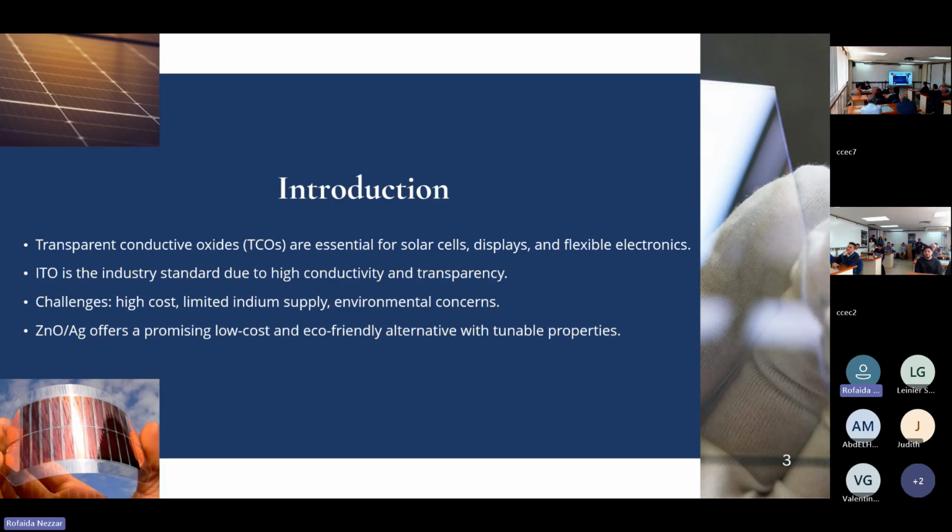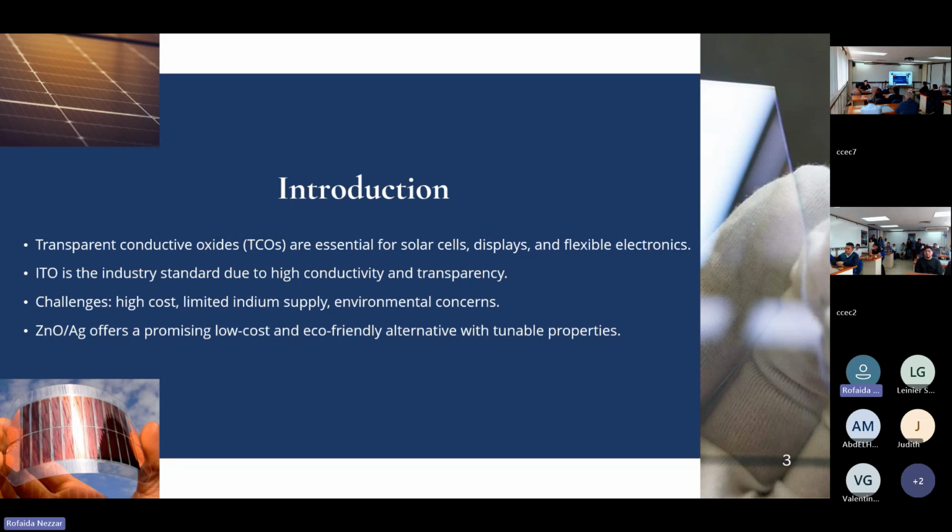alternative. But unfortunately, zinc oxide also suffers from a drawback, which is the relatively high resistivity. However, a very promising strategy came to light in order to overcome this limitation, and it is to combine the zinc oxide with a thin metallic layer such as silver. Now, silver improves the electrical conductivity and introduces plasmonic effects, which can also enhance the optical performance.